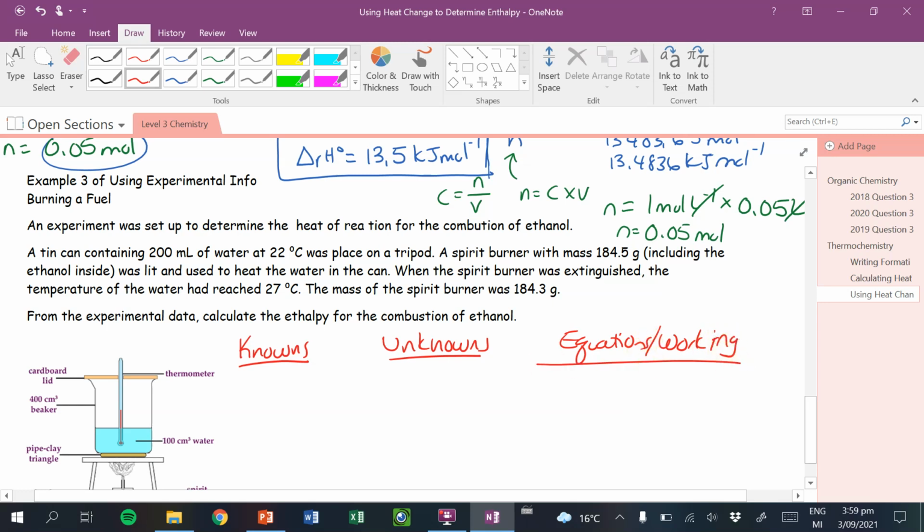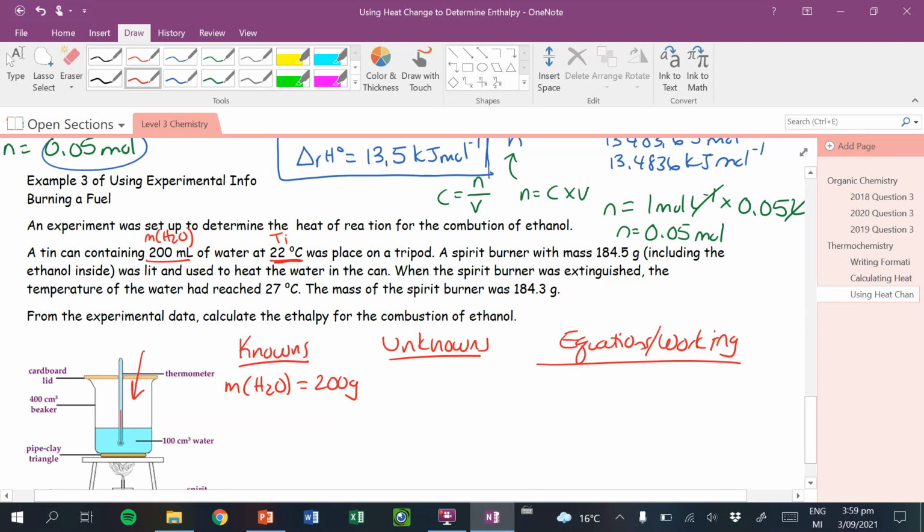All right, so first thing, we have a tin can containing 200 milliliters of water. So that's that right there. So that tells me the mass of the water is going to be 200 grams. I need to know that as my starting point because I know I need it for that Q equation. All right, the initial temperature of the water was 22 degrees Celsius. So that is the mass of water. That is the initial temperature.